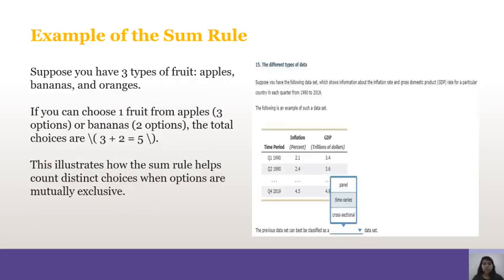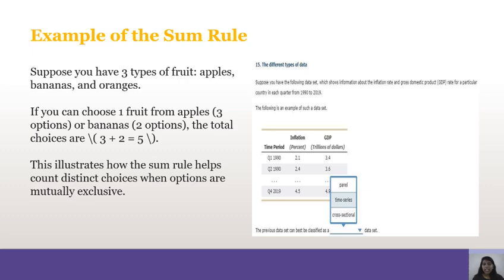Now let us see the examples of the sum rule. Suppose you have three types of fruits, that is apples, bananas and oranges. If you can choose one fruit from apples, there are three options, or from bananas, there are two options. The total choices are 3 plus 2, that is 5. This illustrates how the sum rule helps count distinct choices when options are mutually exclusive.